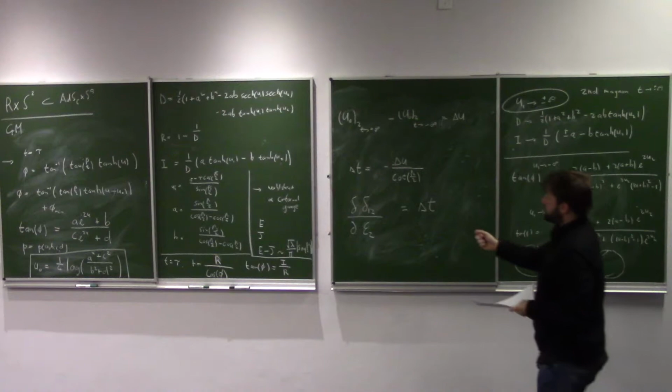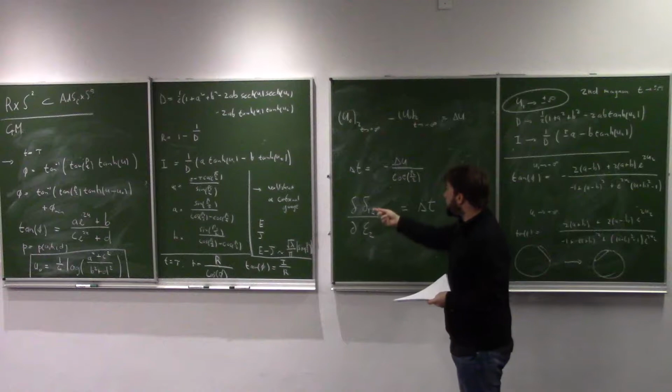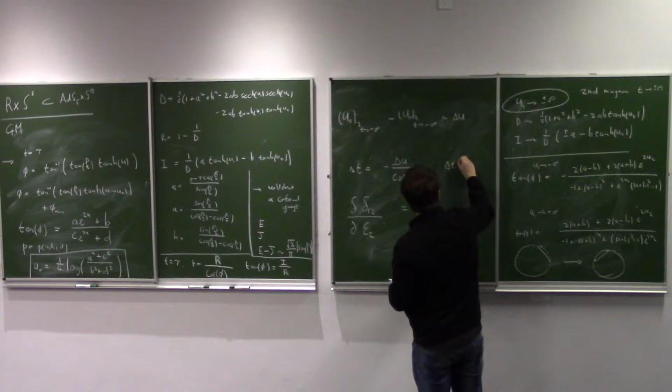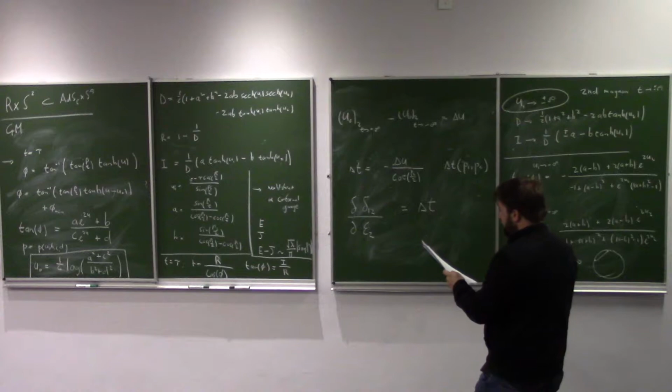So this is the phase shift, this is the quantity I'm after. What I'm basically asking is, when I vary this with respect to energy, then this should give me delta t. Note that delta t is going to be a function of p1 and p2. Right? You can compute this. They do this computation in the giant magnon paper by Maldacena and Hofman.